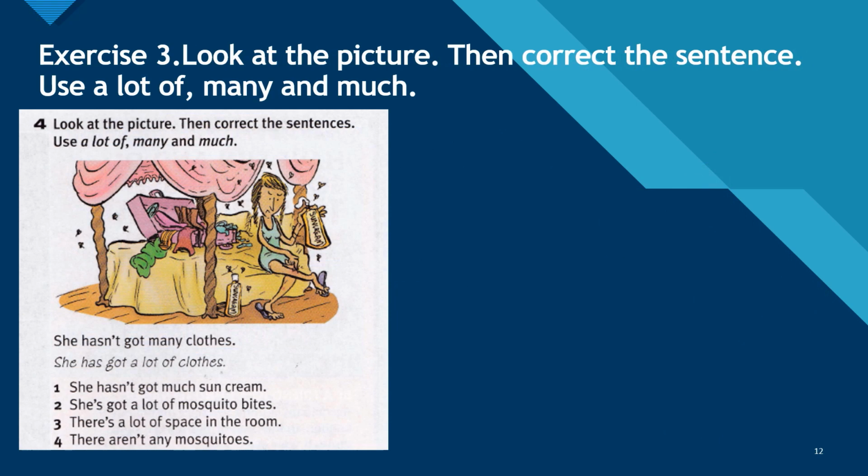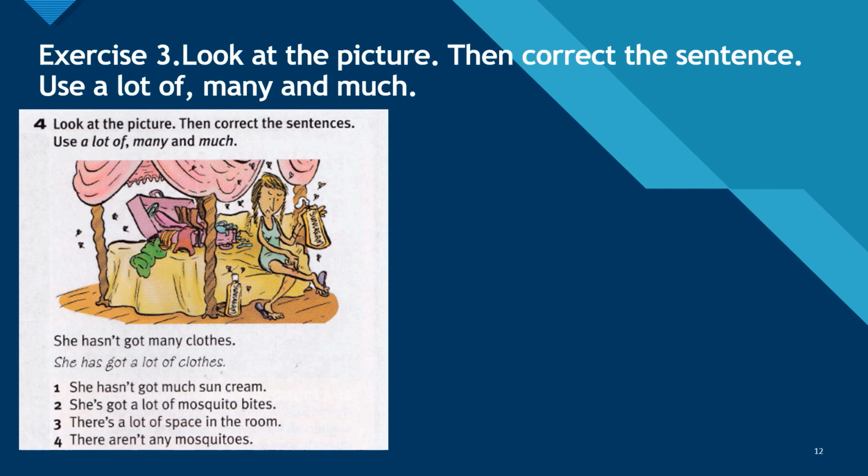Okay, now let's try exercise 3. Look at the picture, then correct the sentence. Use a lot of, many, and much. Okay, here you can see that there's an example. She hasn't got many clothes. Okay, but as you can see in the picture, she has got a lot of clothes. That's why the answer is she has got a lot of clothes.